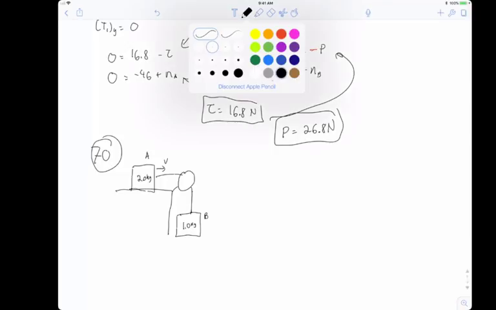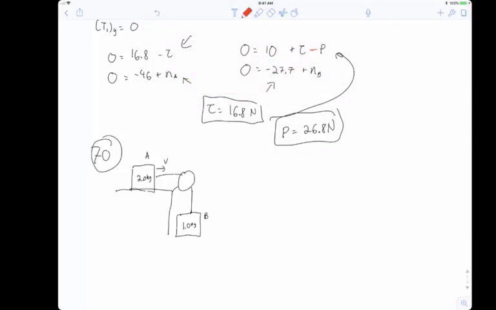Okay, so what do I know here? I got 2 objects. A in the x direction, A in the y direction, B in the x direction, B in the y direction. So what do I know? The first thing I know is that block A isn't going up and down, it's going side to side, so its acceleration in the y direction is 0. Block B isn't going side to side, it's only going up and down, so its acceleration is 0.